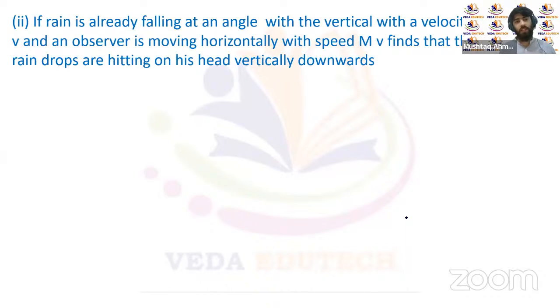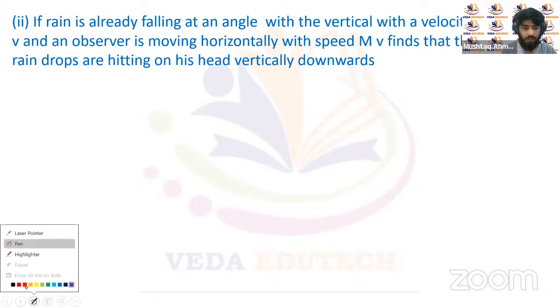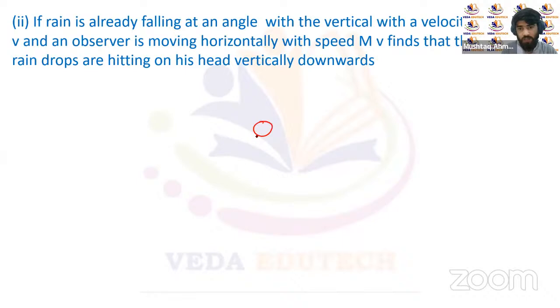The second case is that rain is already falling at an angle with the vertical, with a velocity of VR, and an observer moving horizontally with speed VM finds that the raindrops are hitting his head vertically downwards. It means that the condition is like this. The person is standing here.